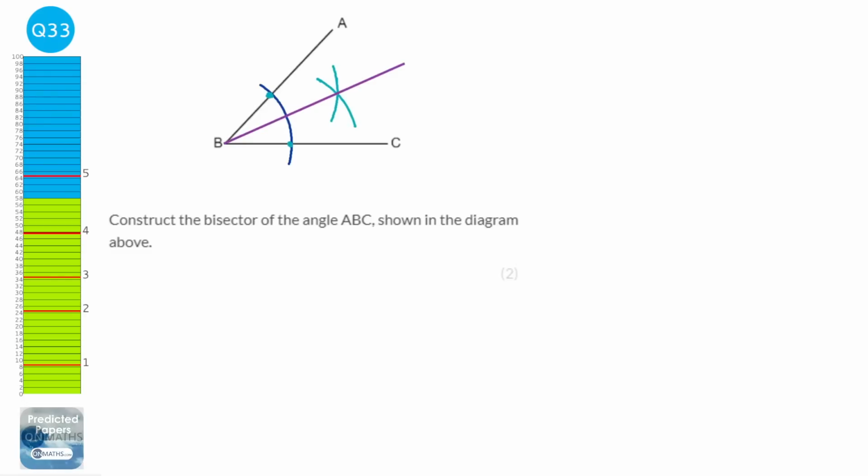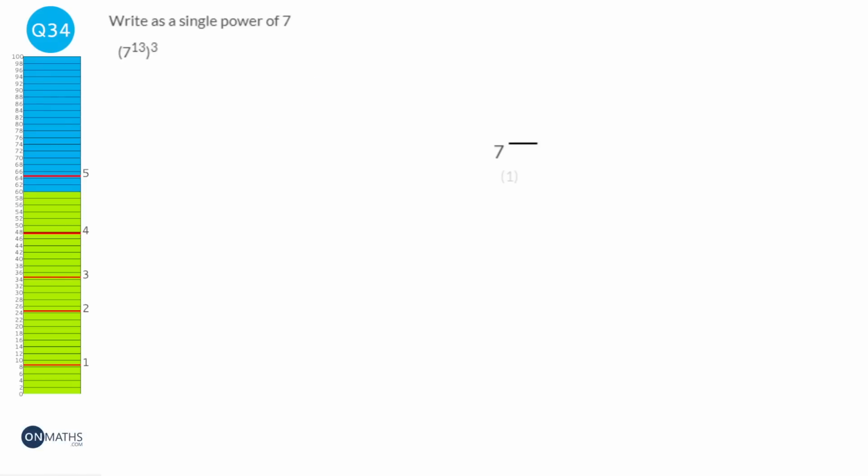Arcs for marks. There's a 3 on the outside of the bracket, or cube on the outside of the bracket, and cube means times it by itself 3 times. So we're going to times this by itself 3 times.